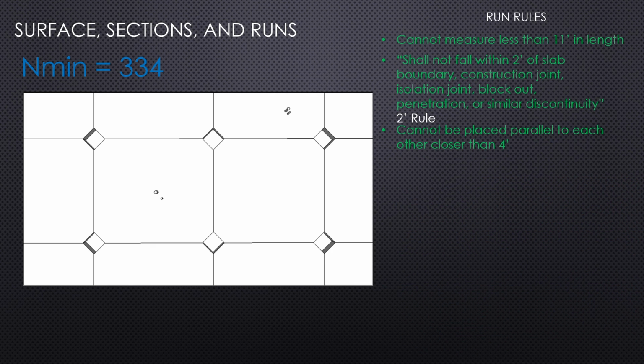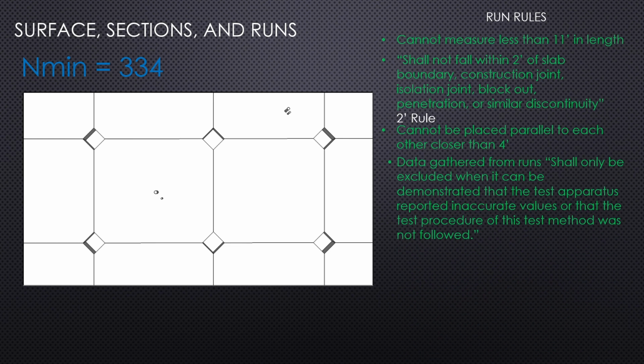Now let's get back to the rest of the run rules. Runs cannot be placed parallel to each other closer than 4 feet. Data gathered from each run shall only be excluded when it can be demonstrated that the test apparatus reported inaccurate values or the test procedure of the test method was not followed. There could be a situation where at the end of a run you notice that there was something stuck to the bottom of one of the foot pads. The best thing to do is to clean off the foot and retake the run, making a note of the issue with the previous run so you have documentation as to why you have omitted that run.